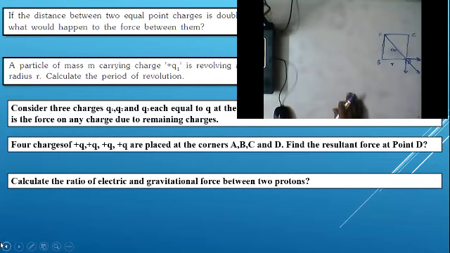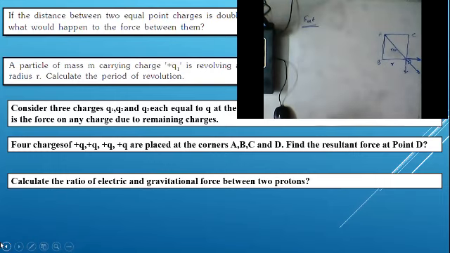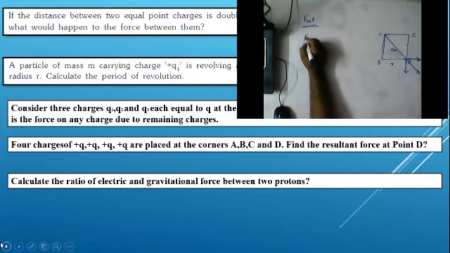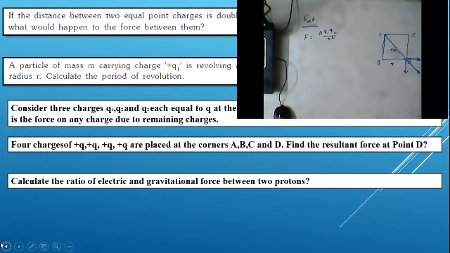Now first of all, we will find the individual values. What is our question? We need to find F net. So first I will find the individual values. What is the formula for the force between two charges? F is equal to K Q1 Q2 by r square. Since all are similar charges with the same values, we can simply write it as K q square by r square.